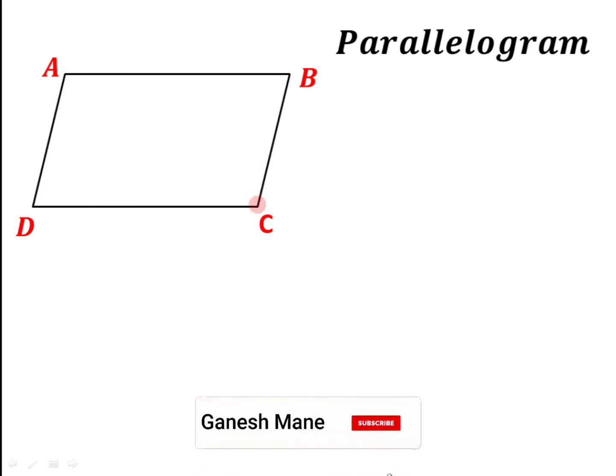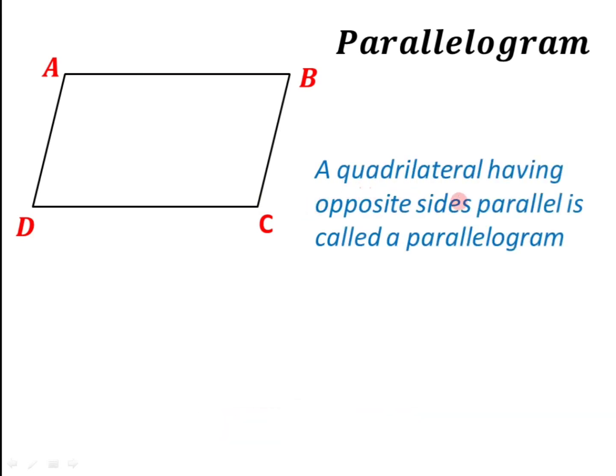Let's have a diagram. So this is a quadrilateral given which is named as quadrilateral ABCD. Now for this one, as we can observe, the pair of opposite sides of this quadrilateral are parallel to each other. That is, AB is parallel to side CD and AD is parallel to side BC. If such a quadrilateral is there, it is called a parallelogram. So from that we have the definition. A quadrilateral having opposite sides parallel is called a parallelogram.